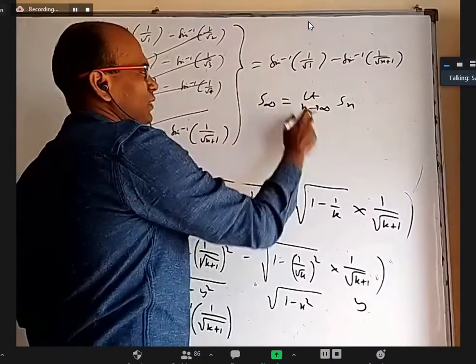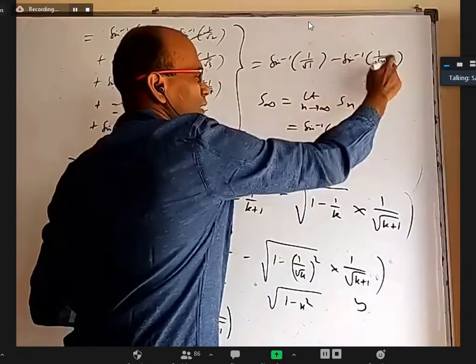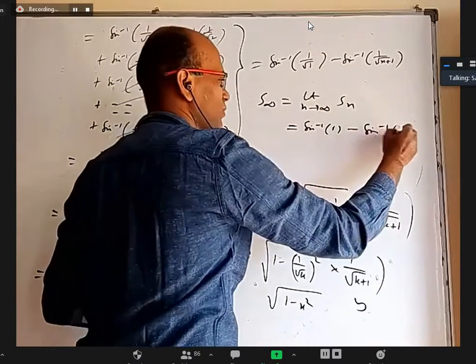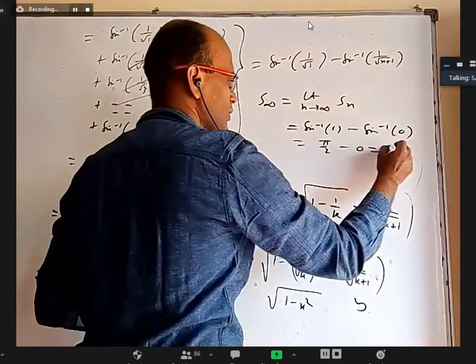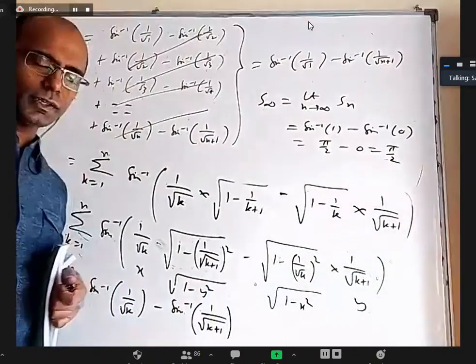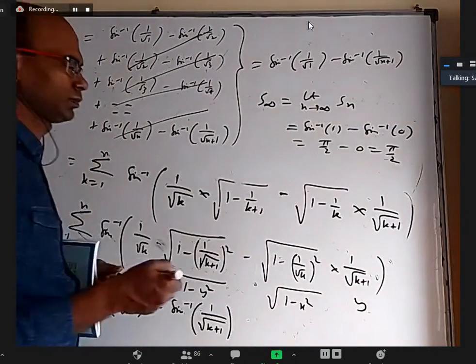Now when n is becoming infinity, this is still sine inverse 1 only. But this is 1 by infinity, which is 0. So it is becoming sine inverse 0. So sine inverse 1 is pi by 2, sine inverse 0 is 0. So it is pi by 2. So when n is tending to infinity, this whole infinite series is tending to pi by 2.